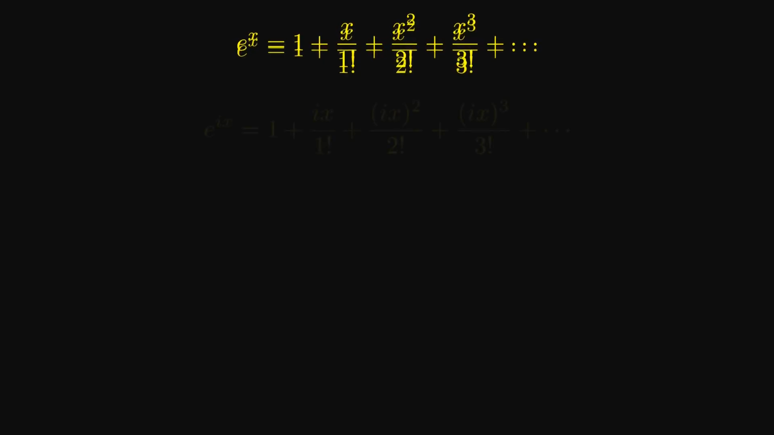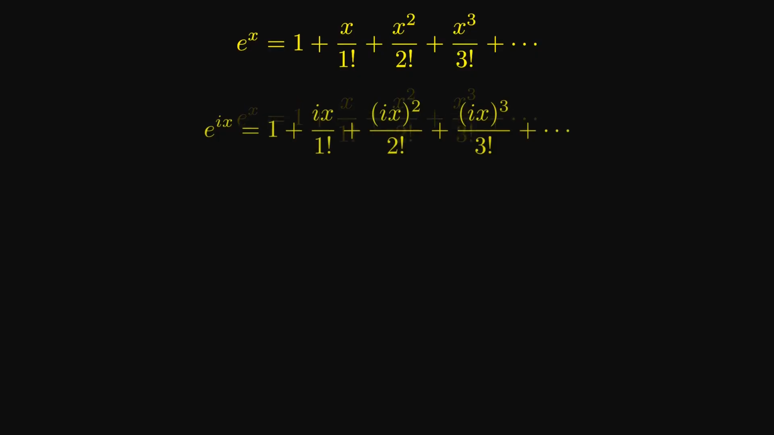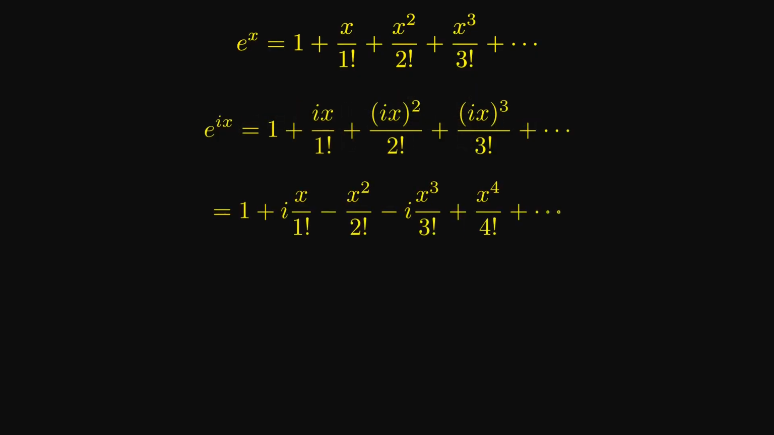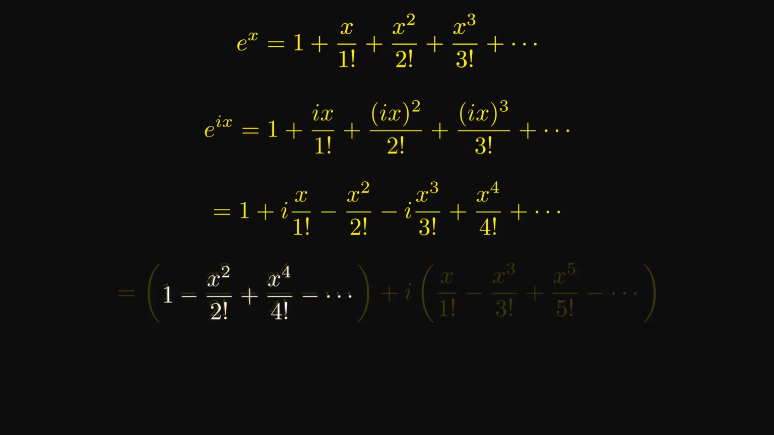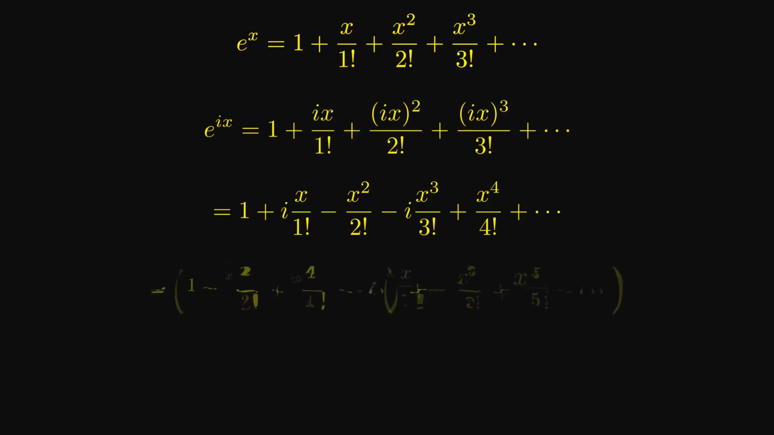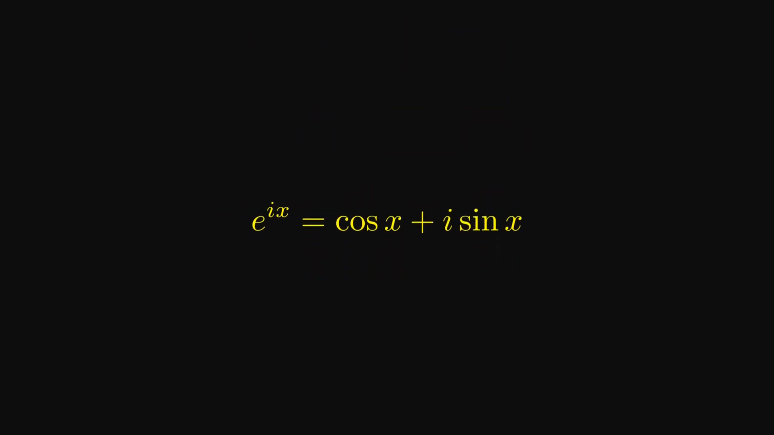If we substitute i x in place of x in the equation and simplify, we will get, if we arrange the real and imaginary parts in the equation separately, the expansion in the real part is cos x and the expansion in the imaginary part is sin x. So we got e raised to i x is equal to cos x plus i sin x. This expression is called Euler's formula.